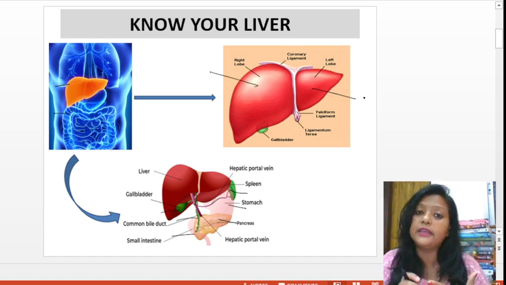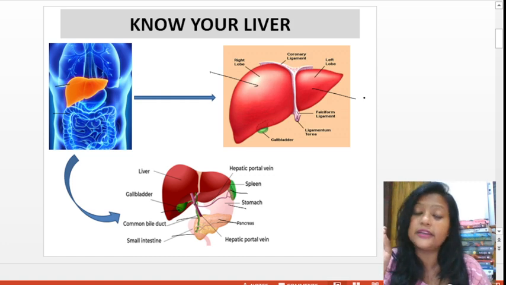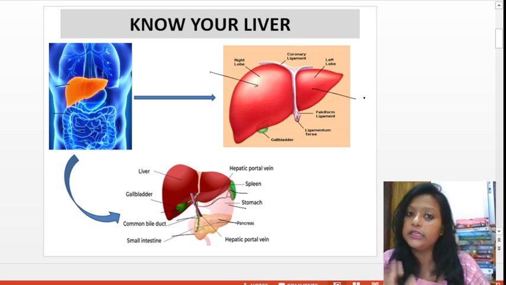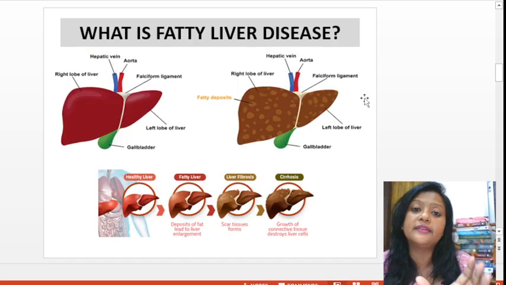Also, liver helps in the production of some chemicals in the body. Therefore, it is known as a gland, as I told you before. So remember that. Liver produces bile juice, I've told you. So these are some of the important functions of liver. Remember these things. Now, moving on, what is fatty liver disease?